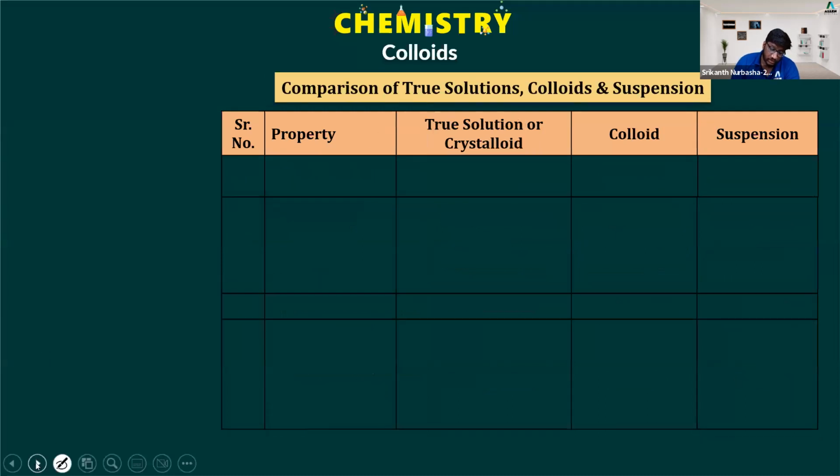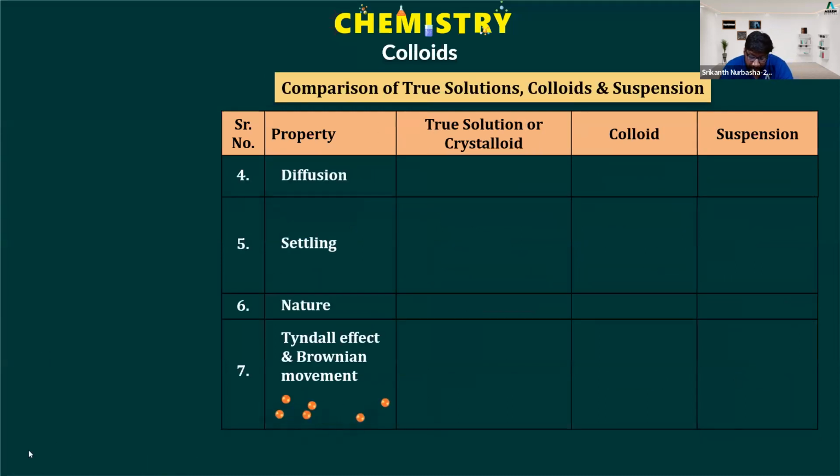Right? Then look at the next properties like diffusion, settling, nature, Tyndall effect, and Brownian motion. Talk about diffusion. True solutions can diffuse greatly. Because of less particle size, they will be moving greatly. Diffusion of colloid will also be there, but less when compared to true solution. So they diffuse slowly.